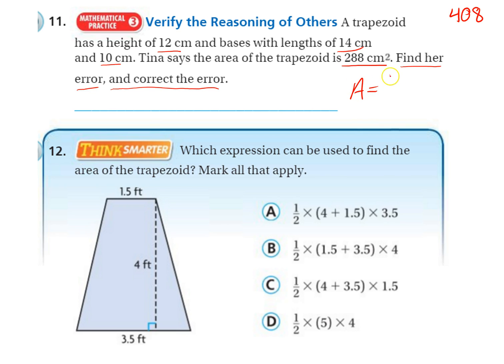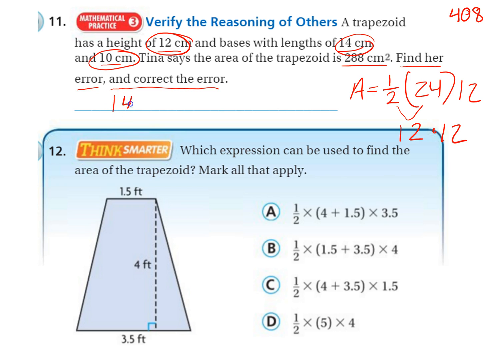Area equals 1/2 times base 1 and base 2. So 14 plus 10 would be 24 in here, times the height, which is 12. Okay, half of 24, if I use mental math, is just 12, so 12 times 12. And 12 times 12 is 144. So her answer should have been 144 centimeters squared.